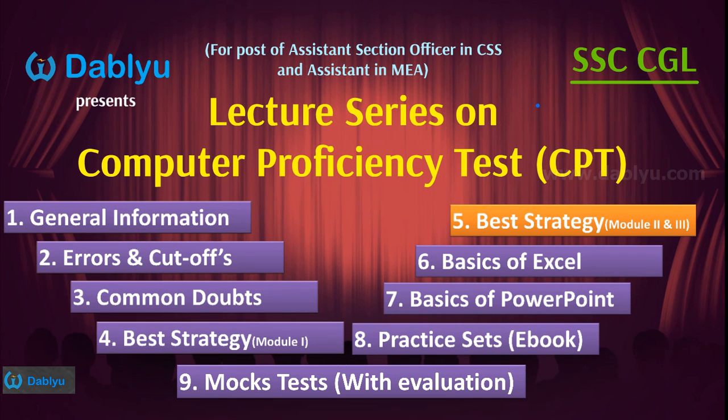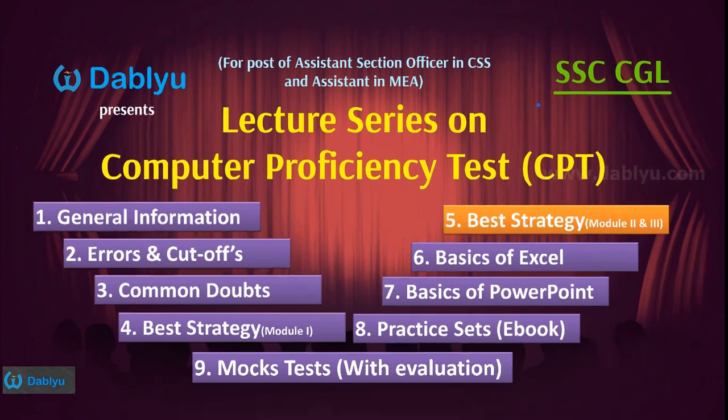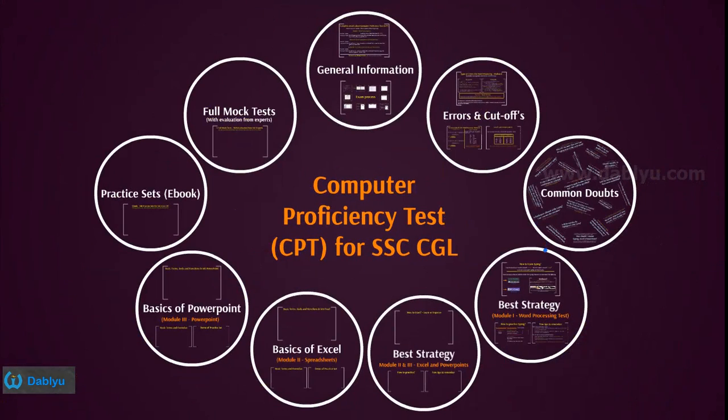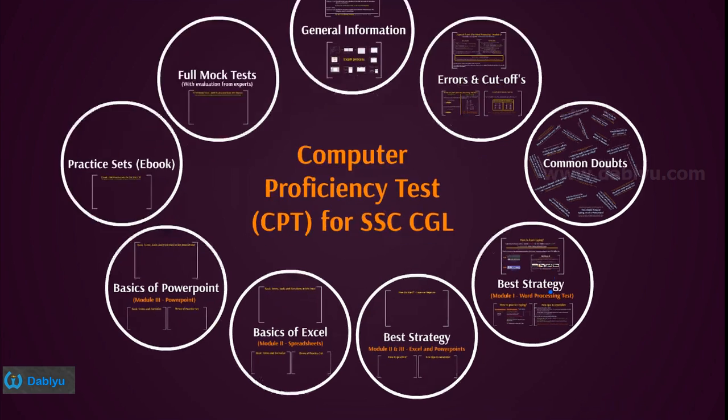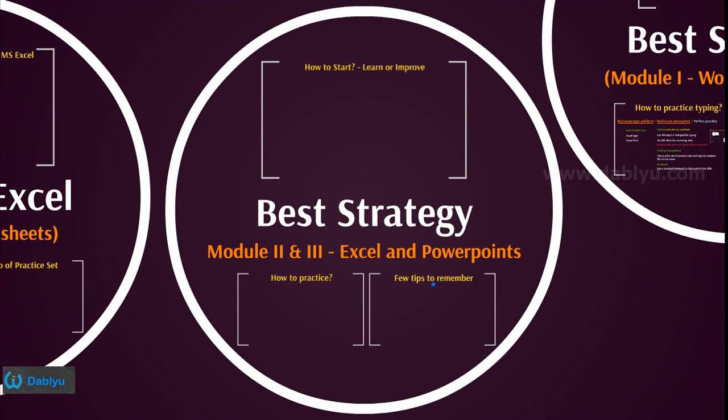We are now in the fifth lecture where we'll be talking about the best strategy to crack module 2 and module 3, that is the Excel and PowerPoint. So in the last lecture we talked about the best strategy to crack module 1, that is the typing test. We looked at how to learn typing, how to practice typing, and what is the best way to practice typing. We have looked at a demo on it, and also at the keyboard and other things. Now let's get into Excel and PowerPoint strategies.